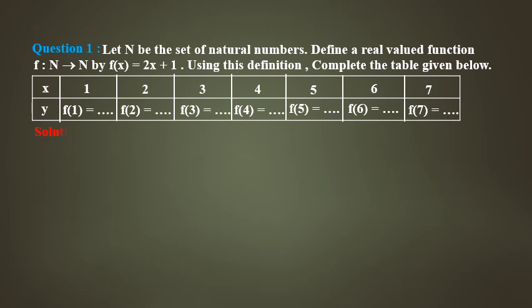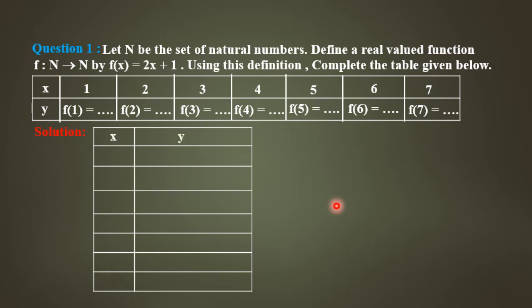Let N be the set of natural numbers. Define a real valued function f from N to N, f(x) = 2x + 1. Using the definition, complete the table given below. Simply, we substitute x = 1 in this equation. We get f(1) = 3, then 5, 7, 9, and so on. These values we get.